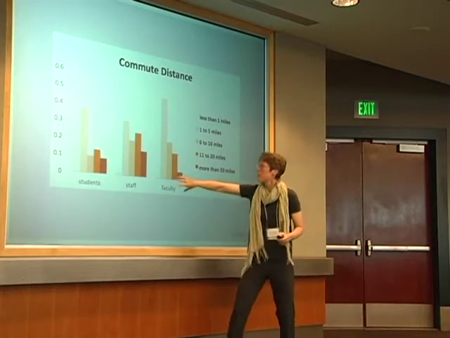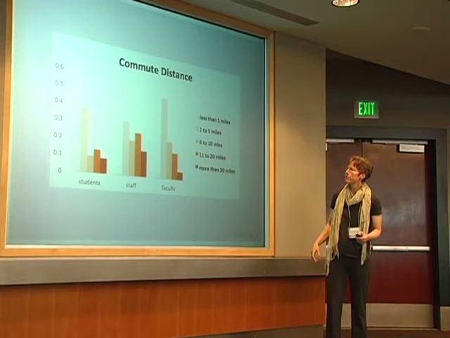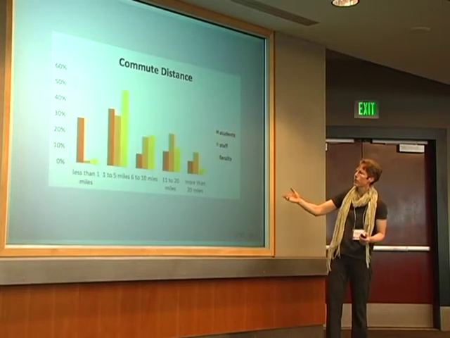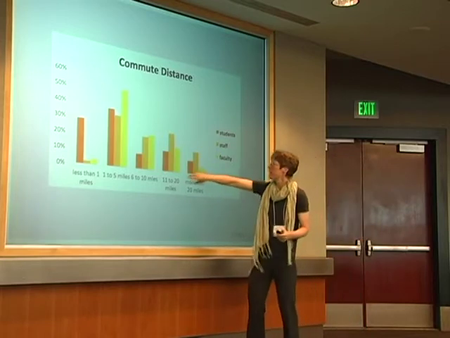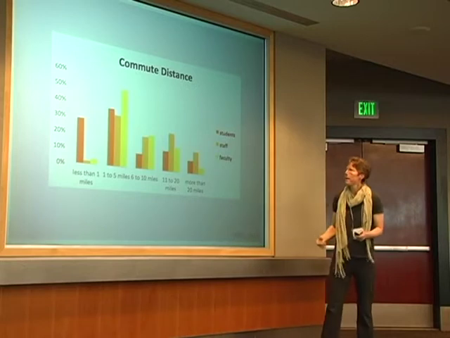Here I can kind of see the profiles of what student, staff, and faculty commute distances look like, in contrast to the previous one that gave me a different sense. This one helps me compare within a commute distance more effectively.